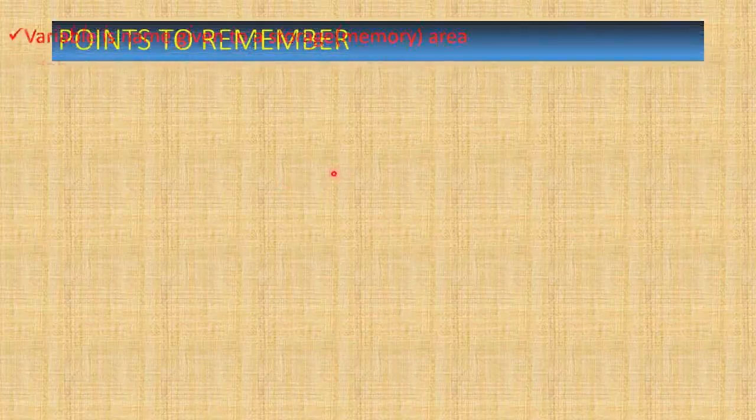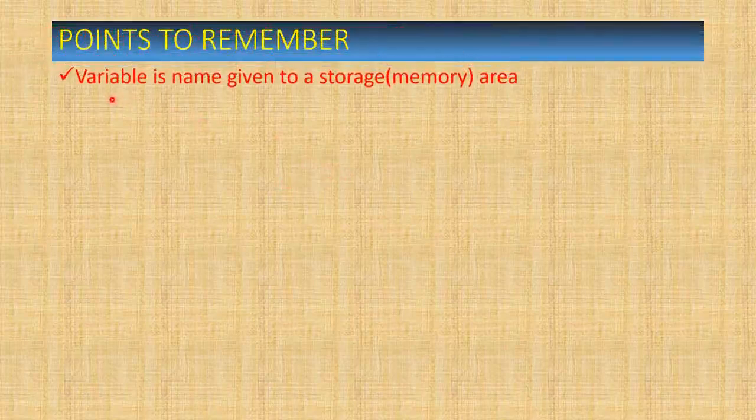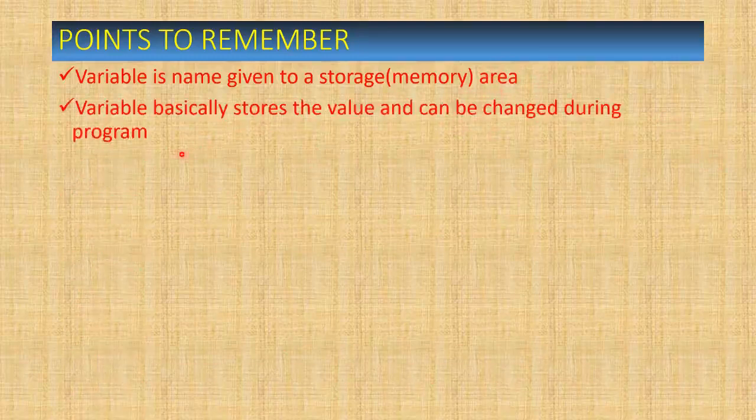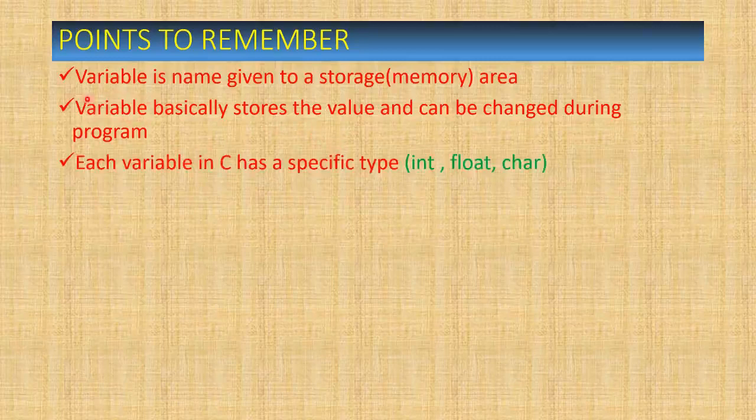Now let's move to some important points that we need to remember. As we have discussed earlier, a variable is a name given to a storage or memory area, or you can say the rectangular cell in place of the area. A variable basically stores a value and can be changed during the program. As the name suggests, it has the meaning vary, so a variable can be varied, that means changed, during the program.